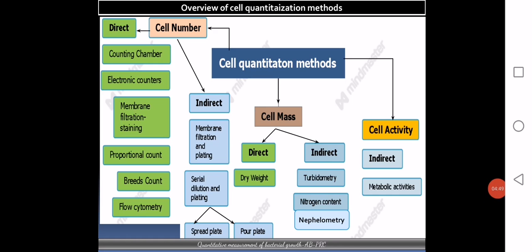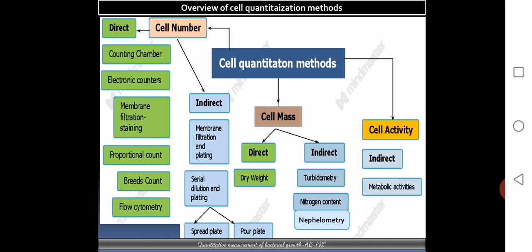Apart from these three concepts, we also have another classification: direct and indirect measurement. In this slide you can see certain methods listed under direct, which I have given a green color, and the other methods in light blue. Those in green represent the direct methods. A direct method is a technique in which the number of cells is directly taken. You can have a lot of examples.